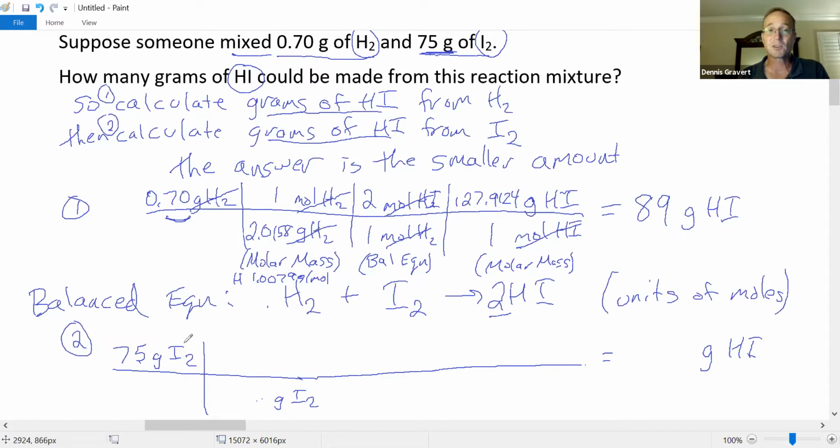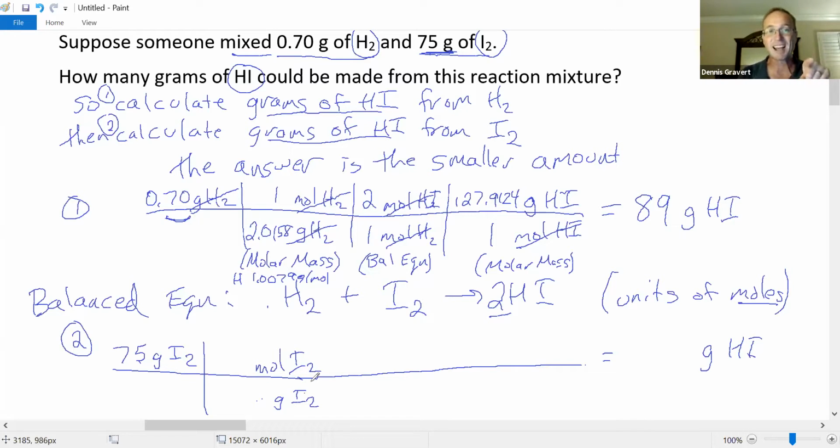Well, what's the driving force? I need to get rid of this I2 molecule and change it into HI. And the only way to change one molecule to another is with the balanced equation. But the balanced equation has units of moles. So that's the thought process. Get out of grams and into moles. How do you change grams into moles? What quantity has units of grams per mole? Oh yeah, atomic mass, molar mass.